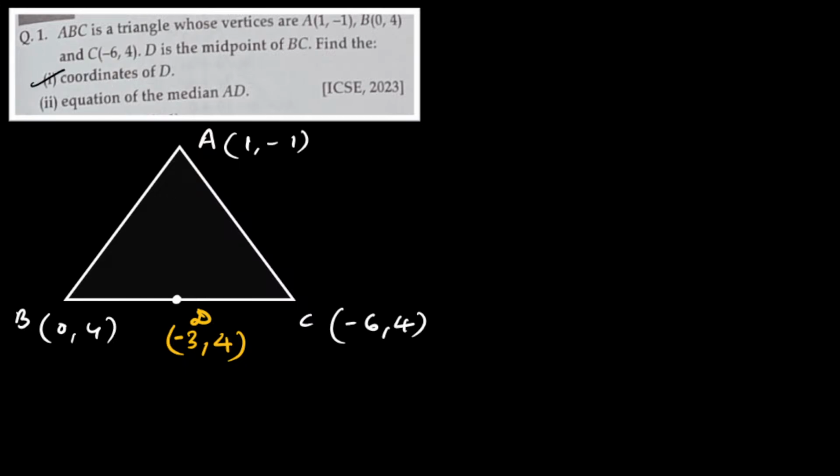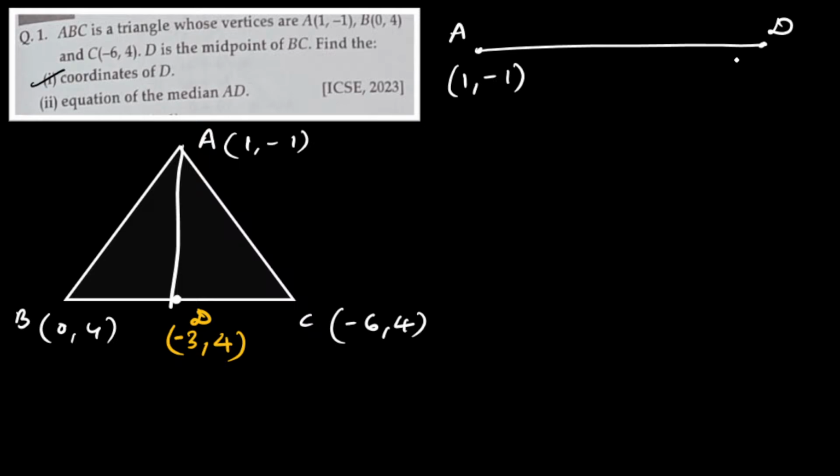Now the equation of median AD. So that means we have to join point A and D. So this is AD. AD is the median, so we have to find the equation of AD. We know the coordinates, so here I'll draw the line segment AD. Since D is the midpoint, that's why AD is known as the median. A's coordinates we know are 1 comma minus 1 and D's coordinates are minus 3 comma 4. We have to find its equation.